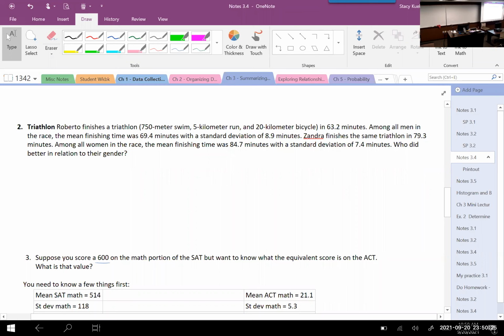Remember, subtraction is not commutative, right? Order matters in this particular case.